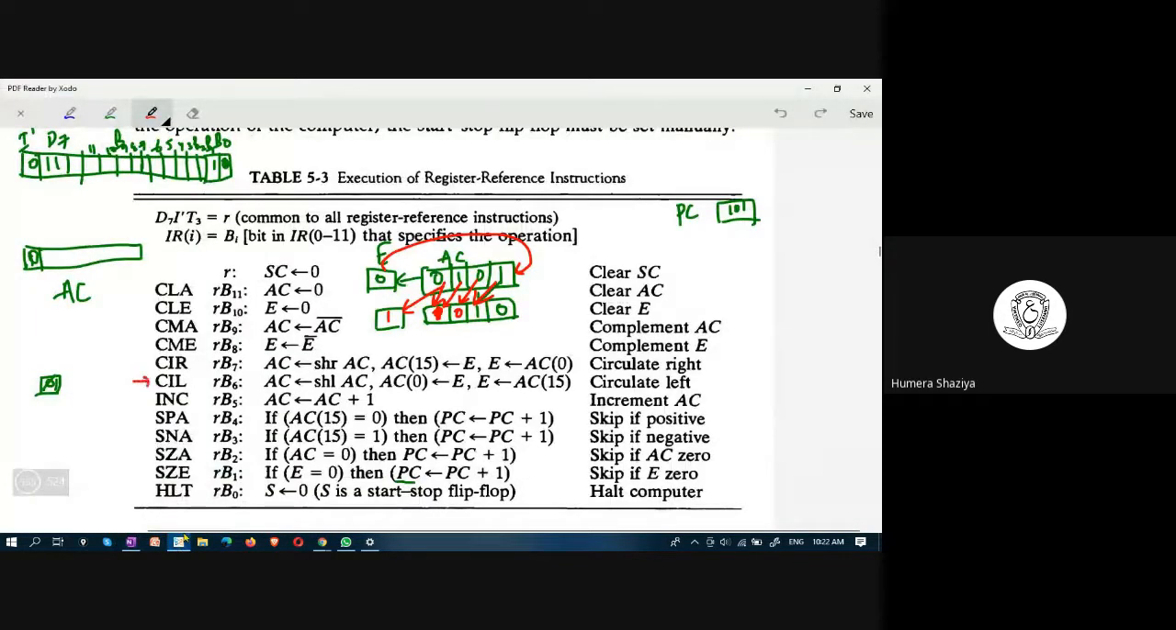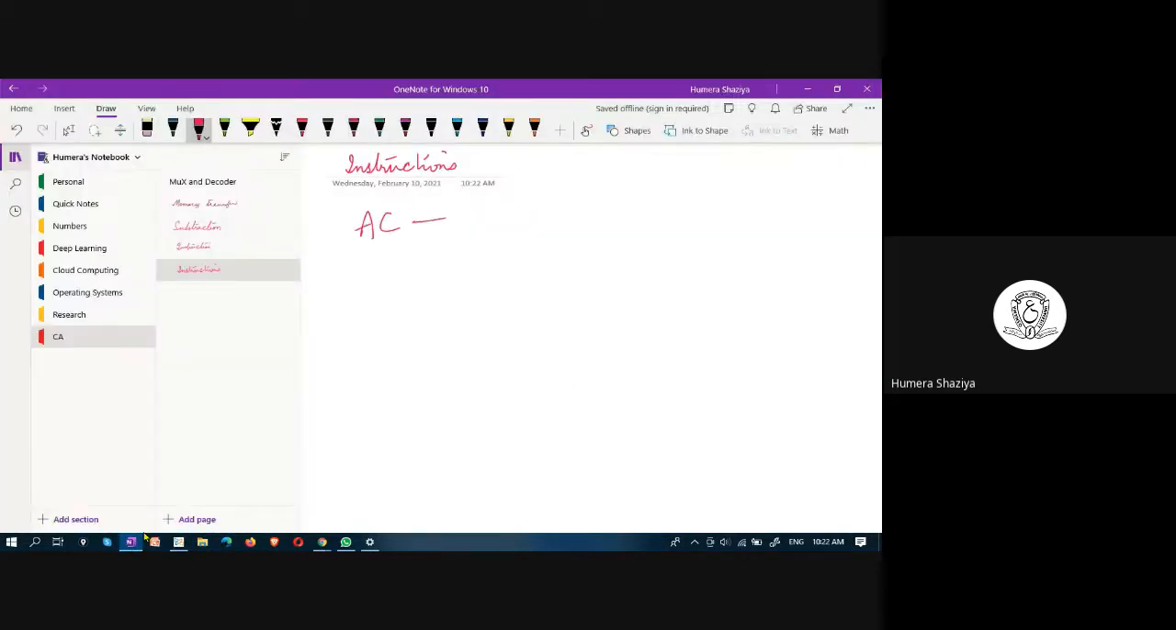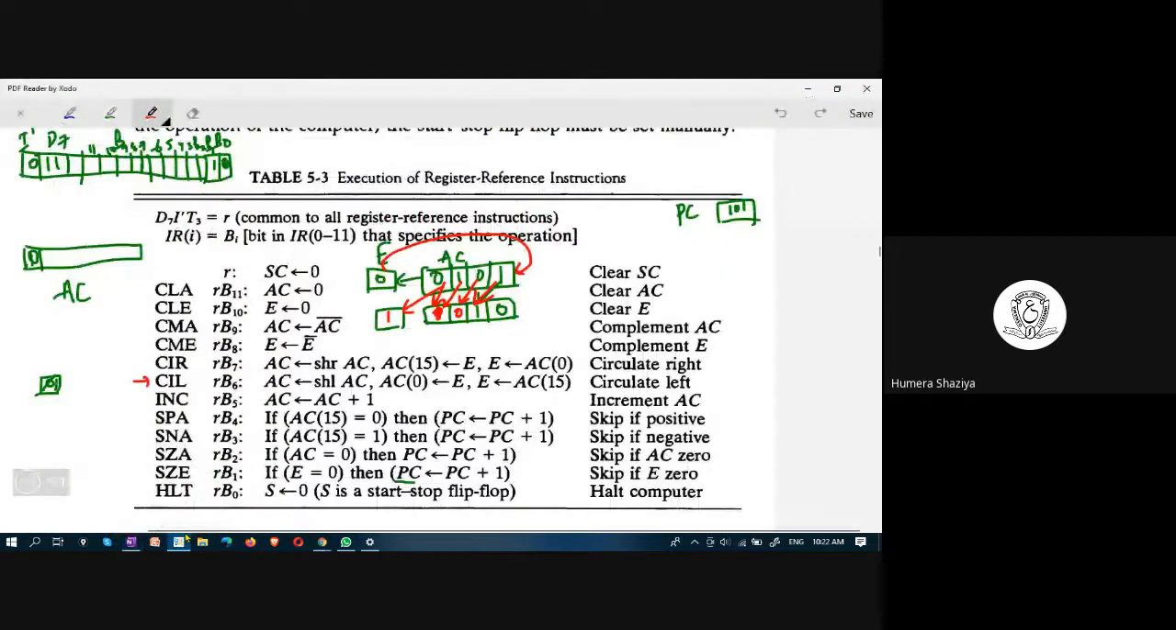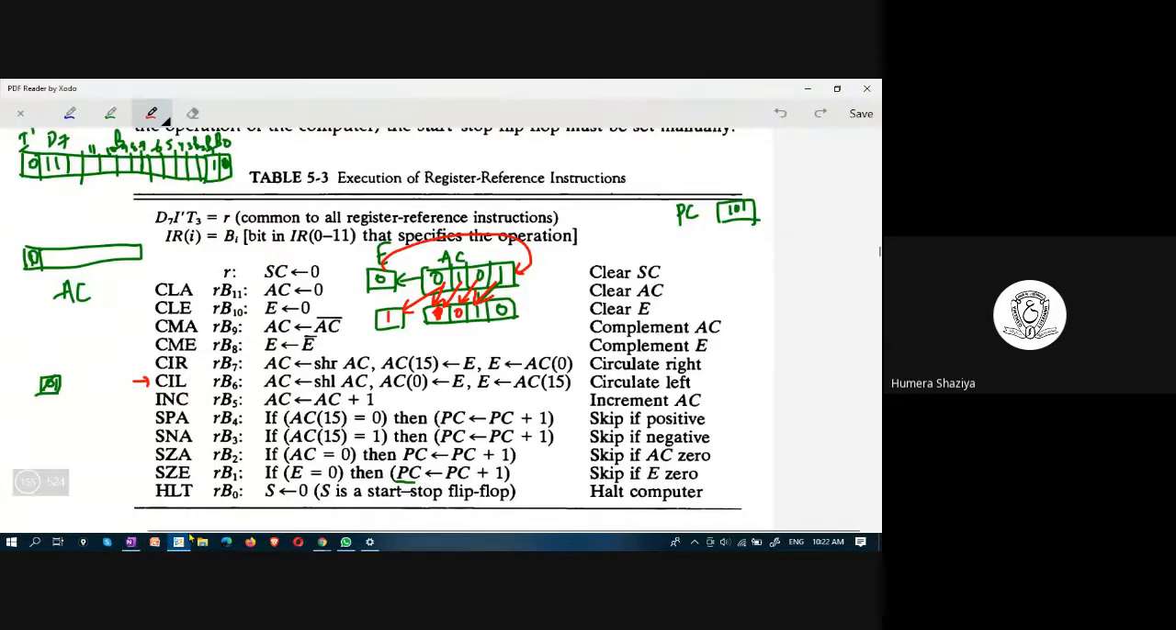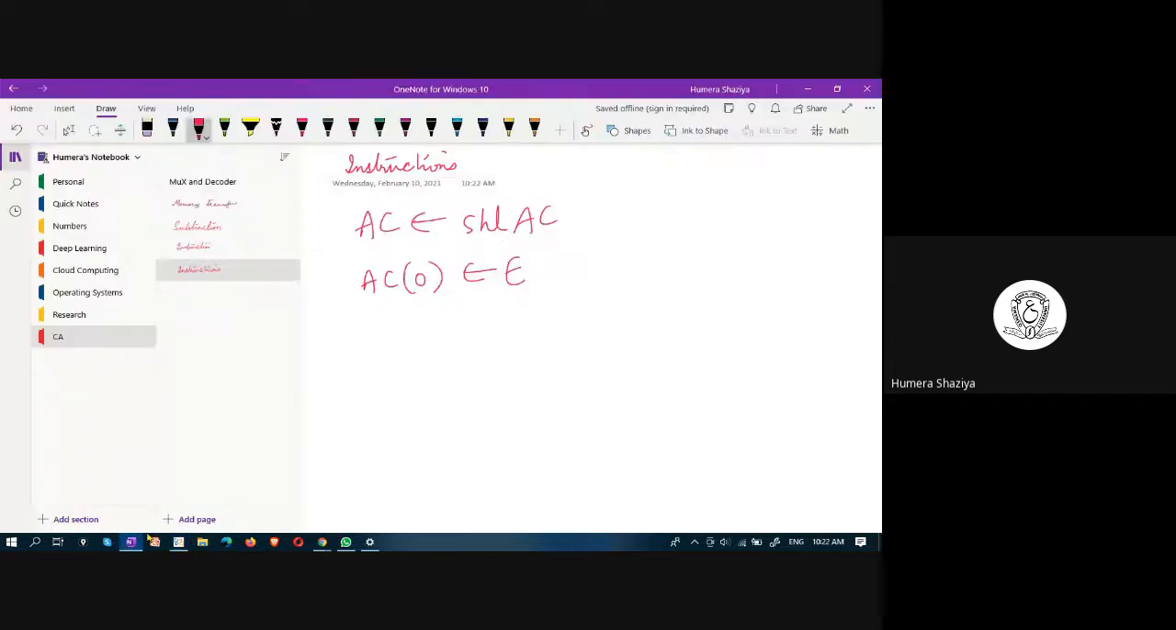Consider this. What is this? AC is equal to left shift AC. And then what is the next statement? AC of 0 equal to E. The 0th bit of AC equal to E. And then E is equal to AC of 15.